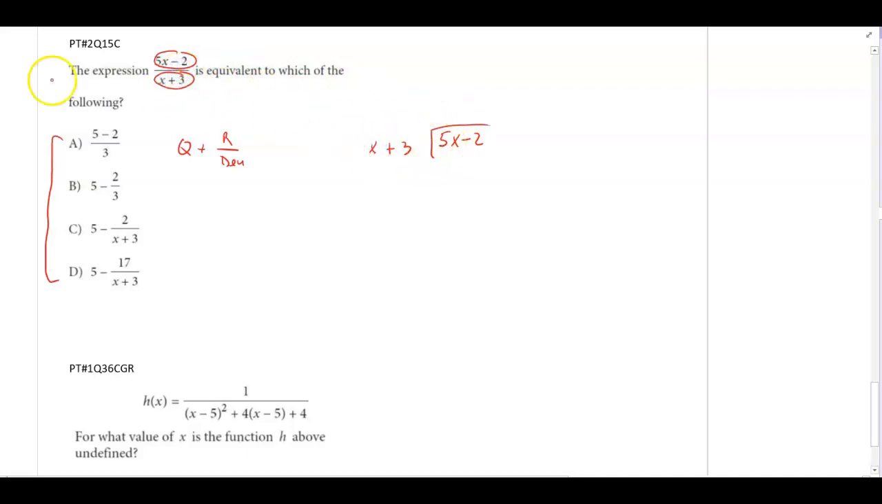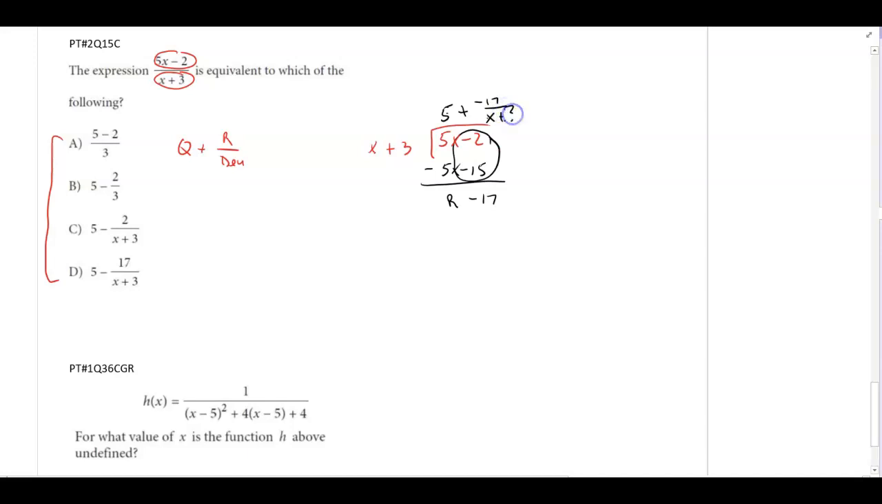What times x would give me 5x? That would be 5. 5 times x is 5x. I'm going to subtract it. 5 times 3 is 15. I'm going to subtract it. Now, negative 2 minus 15 is negative 17, right? Can I multiply anything by x to get negative 17? No. So this is my remainder. So it would be 5, then plus negative 17 over my denominator.